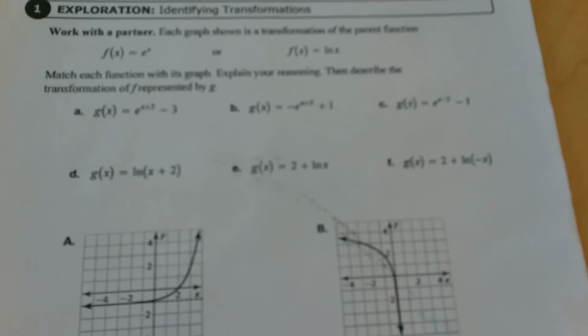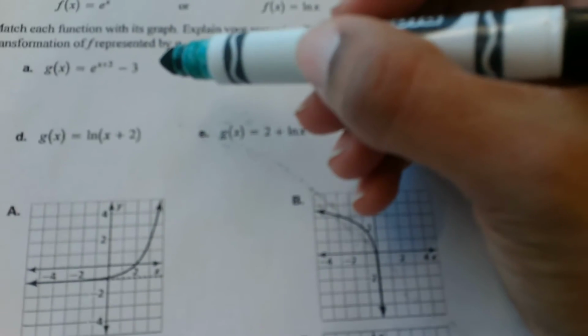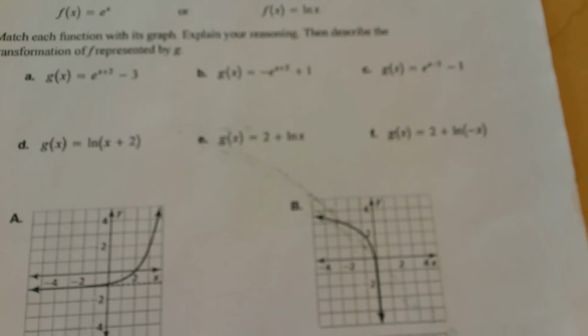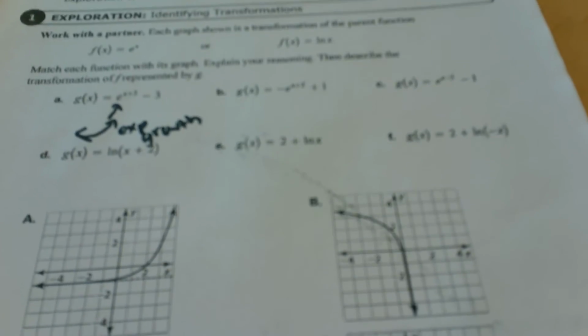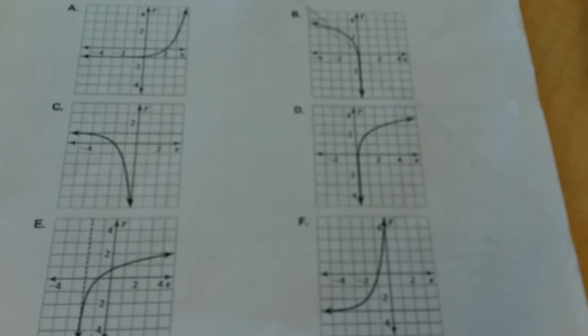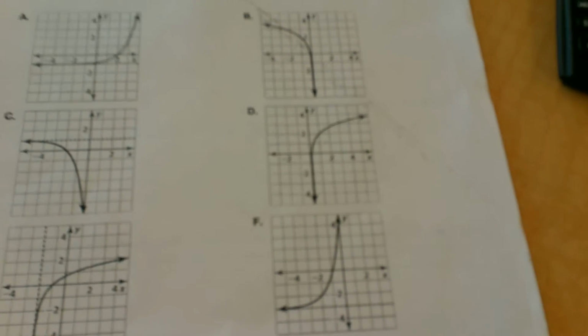So I'm going to actually model one example for you so you understand what I'm looking for. When I take a look at these functions, I'm going to focus in right now on function A, which says g of x equals e to the x plus 2 minus 3. Now when I look closely at that function, I definitely see that it's an exponential function. Because of this e here, I'm going to say that we have exponential growth. So what I'm looking for is a graph that looks like this. So this is exponential growth. I'm looking for a curve that goes left to right, goes up. So really I'm looking at A and F as options.